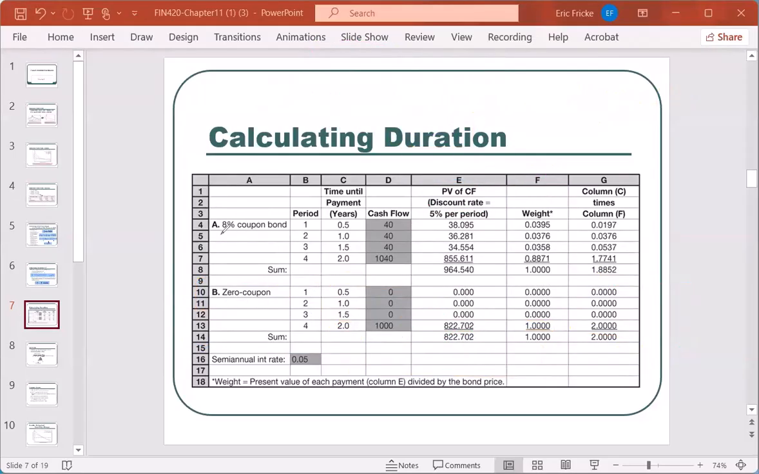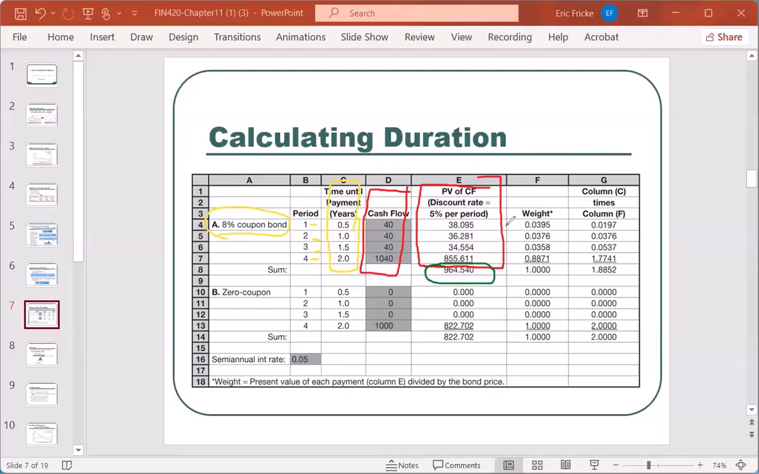Let's see. So this is an 8% coupon bond. We have the same deal. It's a 2-year bond, right? We've got 4 periods, and this is the time right here to each bond, right? I'll put that in yellow, right? And then we have all our cash flows right here. So the first thing we do is we take the present value of each cash flow, right? And that's right there, divided by the discount rate. That's the present value of all these cash flows. And the next thing we do is we sum those up, and that's the price.